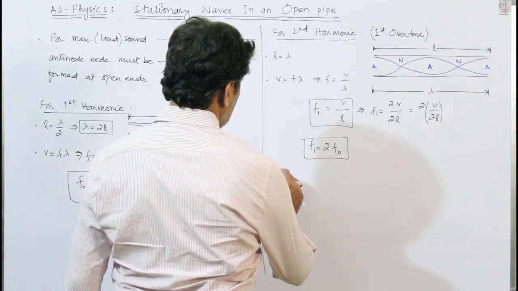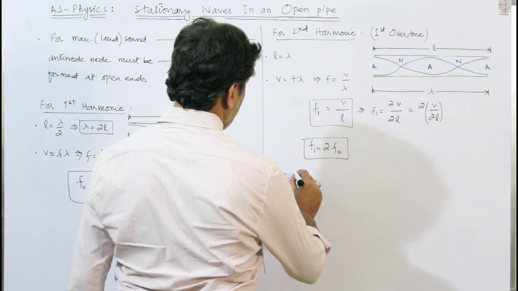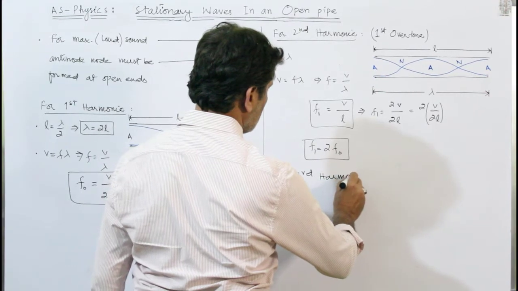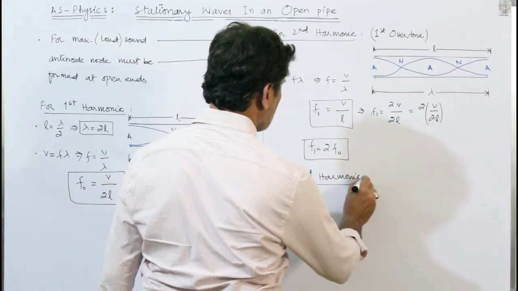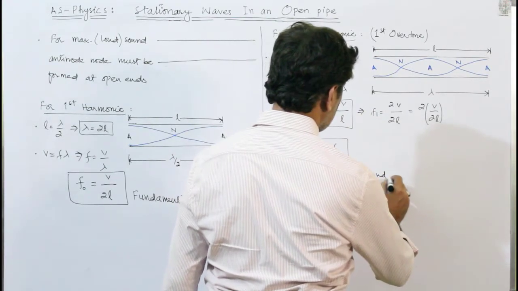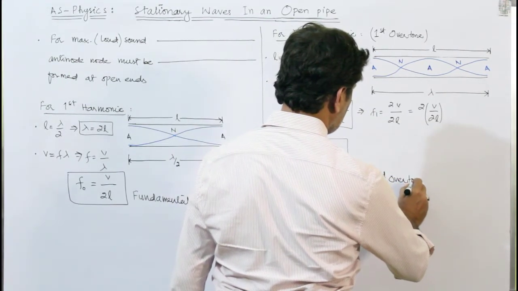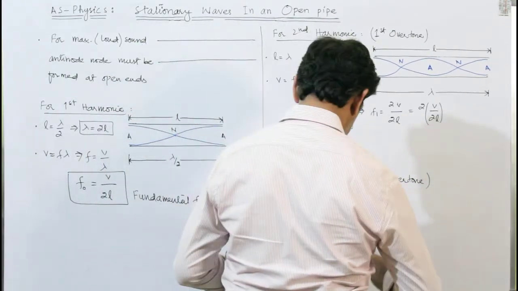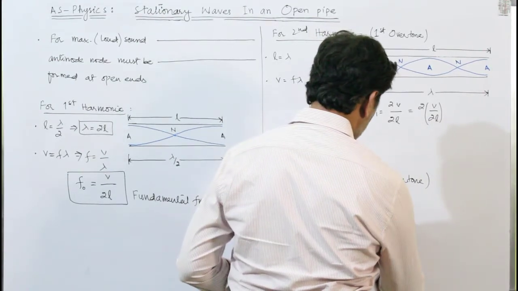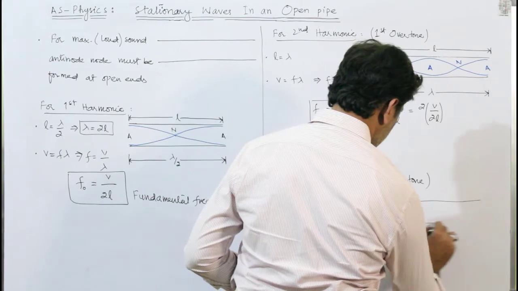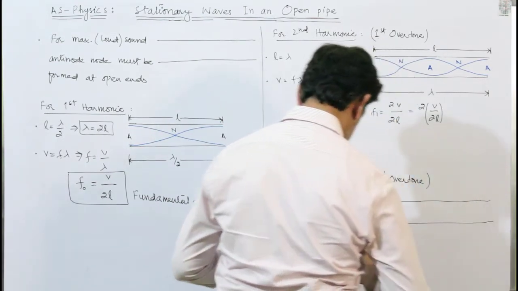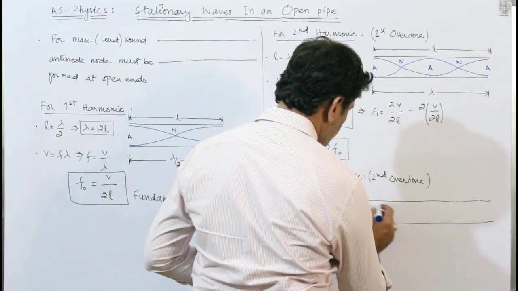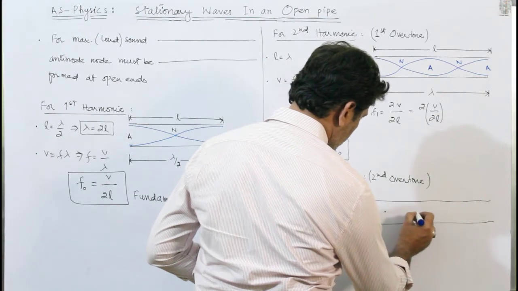Now we'll discuss the third harmonic, and the third harmonic is also known as the second overtone. Now the waves generated in the open pipe will get a shape like two loops in the middle, and an antinode is formed at the open end.